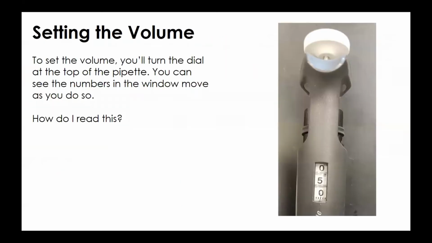So how do we set the volume? When we set the volume, we'll turn the dial at the top of the pipette. That can be either the white dial at the top or the black dial a little bit further down. Either of these should work. To know what volume we are currently set at, we look at the volume setting window. So how do we read this? To understand how to read pipettes, let's take a look at the next slide, noting that the volume setting window has 3 places.